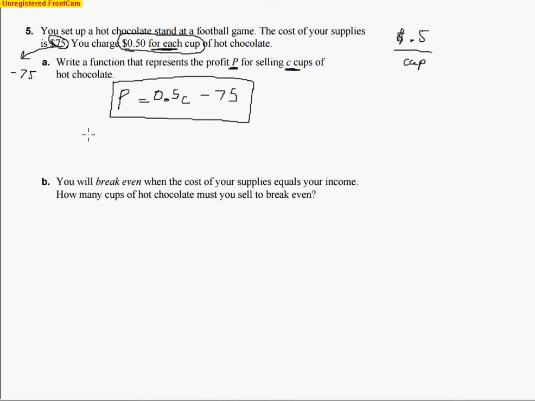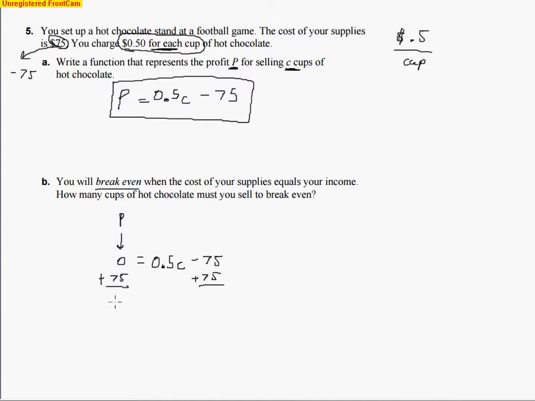And here it asks us to find the break-even point when the cost of your supplies equals the income. So we want to find the amount that'll make this 0. So we want profit to equal 0. So that's what we're trying to find then. And we're going to go ahead and find out the number of cups that makes that the case. So 0.5 C minus 75. So we go ahead and do some opposite operations here. We'll add the 75 to all sides.